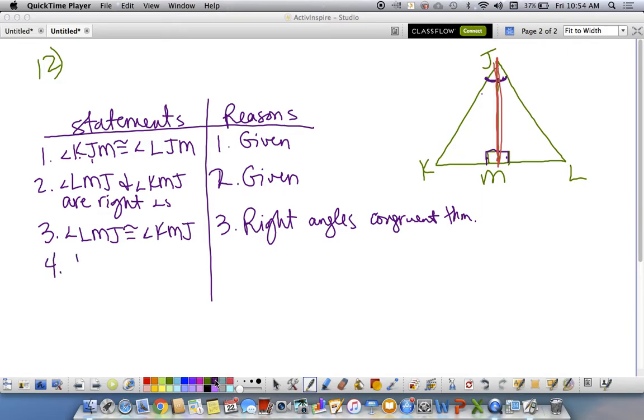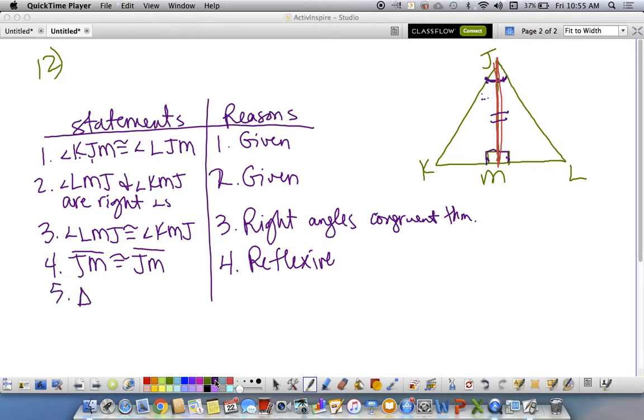JM is congruent to JM. How do you know that? The reflexive property. So now we have an angle, a side, and an angle. What do you know about the triangles? They're congruent, because of the angle, side, angle.